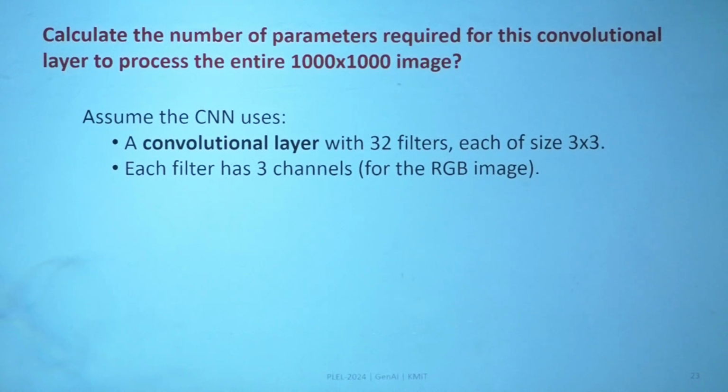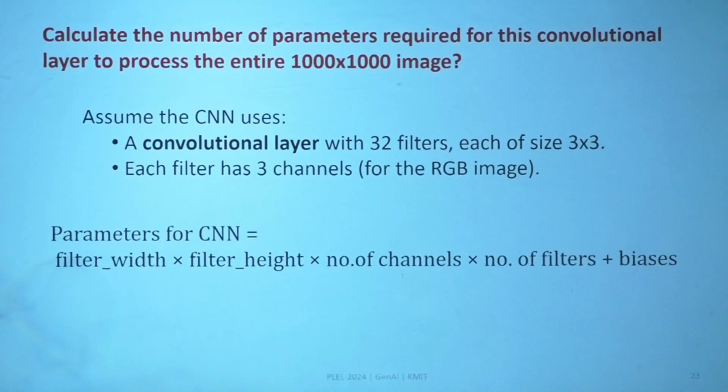Those 9 parameters only we are using. We are not using different parameters to do the multiplications. That is called weight sharing. Understood now? Okay. Now, the number of parameters with a single layer CNN with 32 filters, how many parameters would I get?